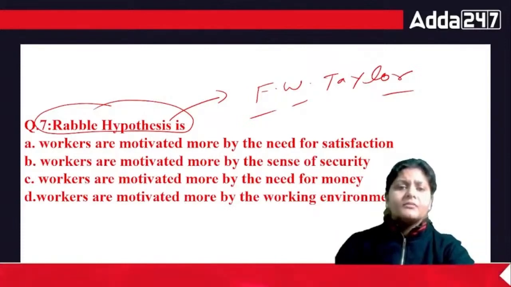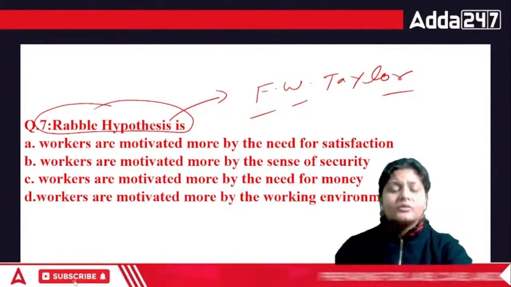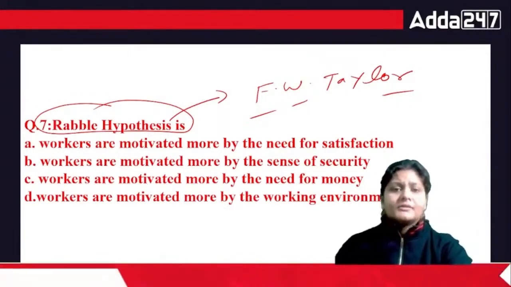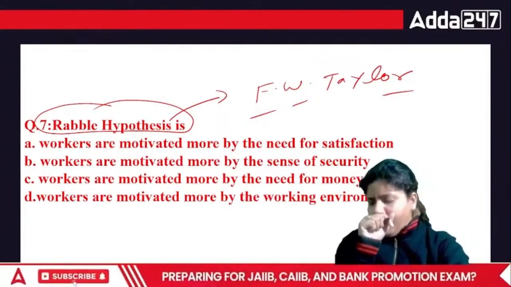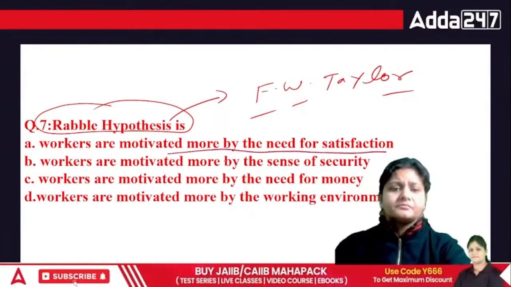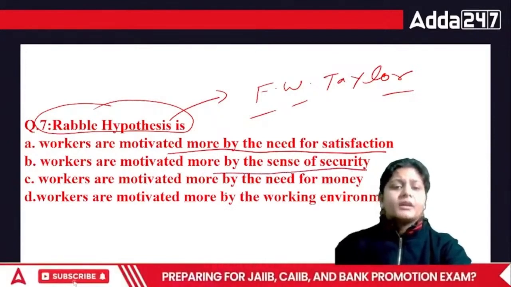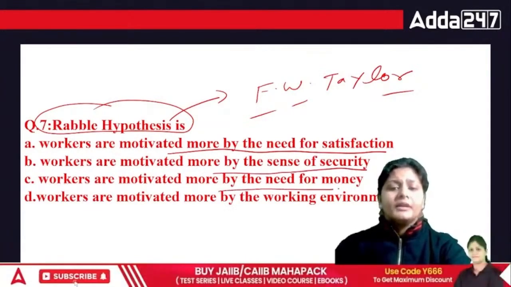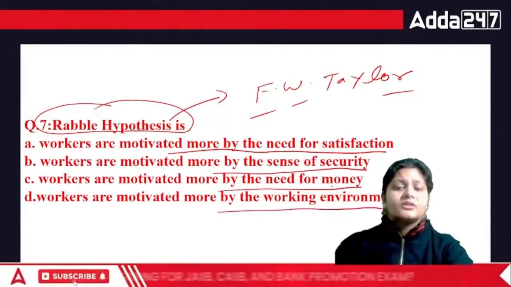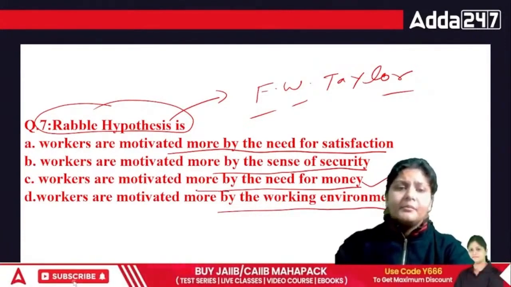His opinion was, if you are giving money to the worker, if you are giving them a good salary, that means they will work for you. So the options are: workers are motivated more by the need for satisfaction; workers are motivated more by the sense of security; workers are motivated more by the need for money; workers are motivated more by the working environment. So here the answer is C, that workers are motivated more by the need for money.